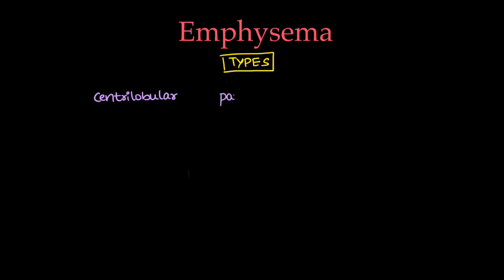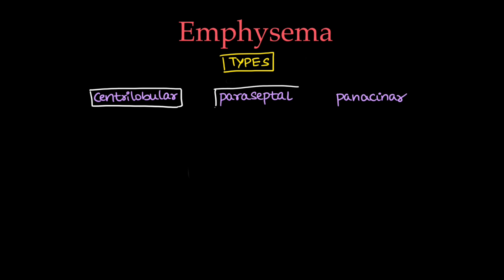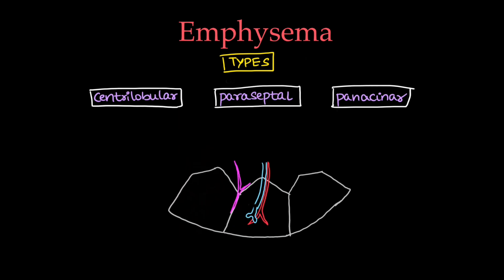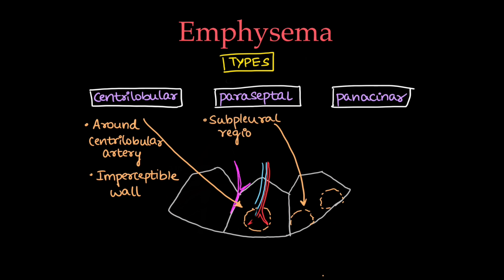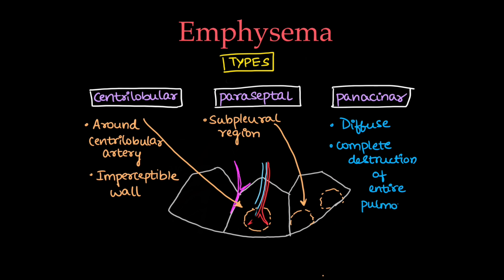So there are types of emphysema. First is the centrilobular or centriacinar emphysema, paraseptal emphysema, and panacinar emphysema. So we'll see what is the difference between these three. So along the centrilobular area, whatever air spaces are dilated, it's called centrilobular emphysema. This emphysematous change will have dilated air spaces with imperceptible walls. So paraseptal is along the pleural spaces, and panacinar is diffuse or complete destruction of the alveoli. We'll see each of them by imaging how they look.